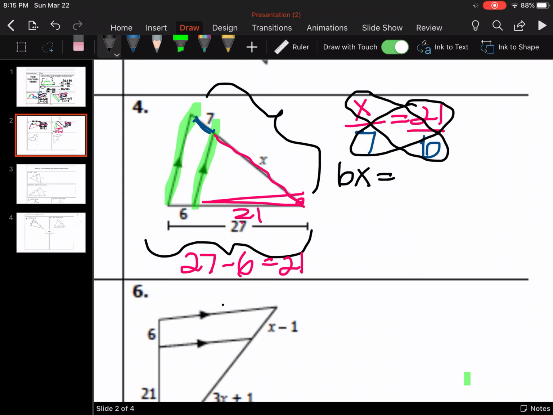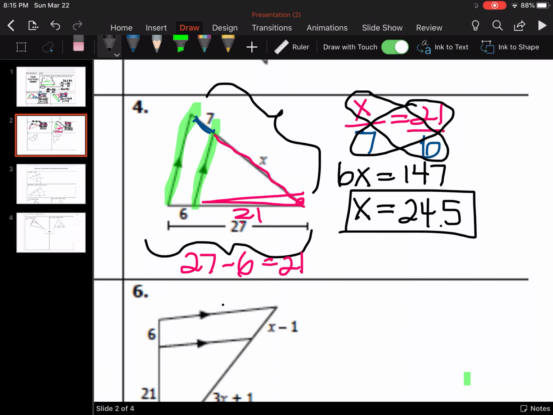21 times 7 is 147. Divide both sides by 6. We get 24.5. Again, solve for x. That's what we did. We move on.